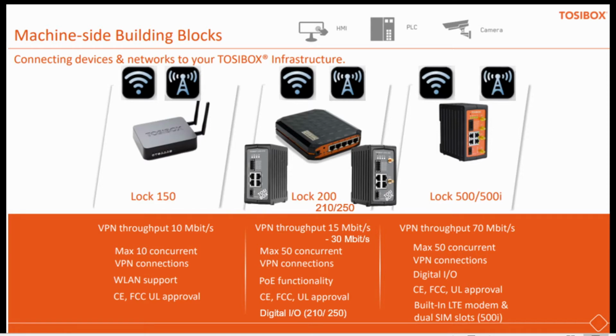And finally, on the right hand side, we have the Lock 500 series, and the 500 series has two units, the 500 and the 500i. They have a VPN throughput of 70 megabits per second, and they also allow for a maximum of 50 concurrent VPN connections, and they also have digital I/O. And the Lock 500i has a built-in LTE modem as well as dual SIM slots.